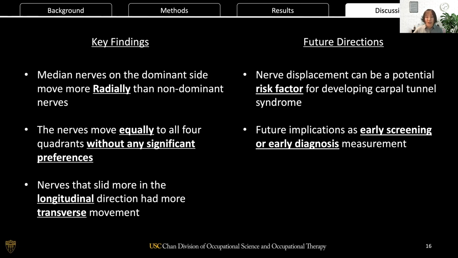Also, this study shows that even in a healthy population, median nerve movement is different in the dominant and non-dominant side. It shows relevance to clinical practice because nerve displacement can be a potential risk factor for developing carpal tunnel syndrome and may become an early screening or early diagnostic measurement. Future longitudinal studies are needed to delve more into the mechanism behind this.